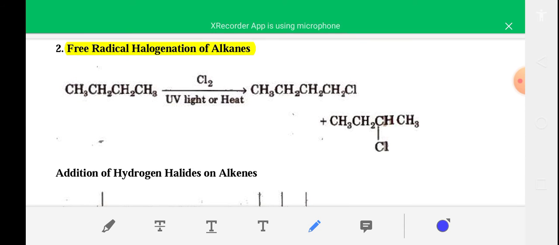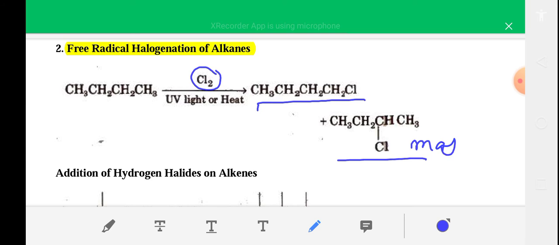So when n-butane reacts with chlorine, you will get two types of halogen derivative or haloalkane, and this will be the major product. Substitution at the number 2 carbon will be more than substitution at the 1 degree carbon.